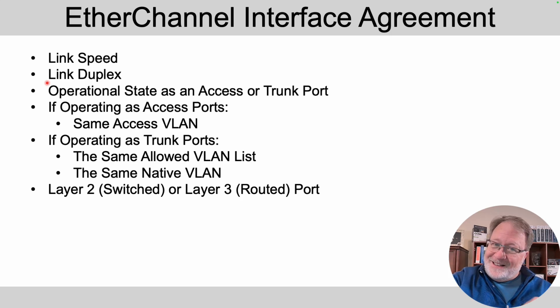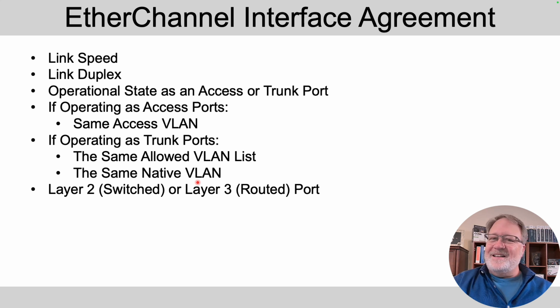If the links are all operating as access ports, their access VLAN numbers must match, right? So if they're in access VLAN 10, they've all got to be in 10. If it's operating as a trunk, all those ports need to have the same allowed VLAN list configured, and they need to have the same native VLAN. We saw the native VLAN in that latest example.